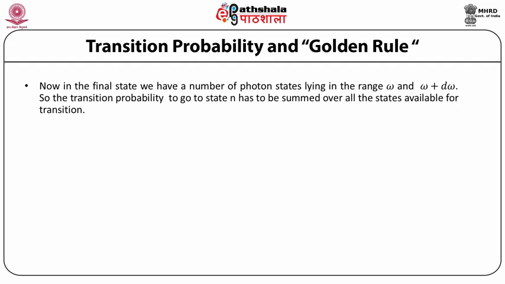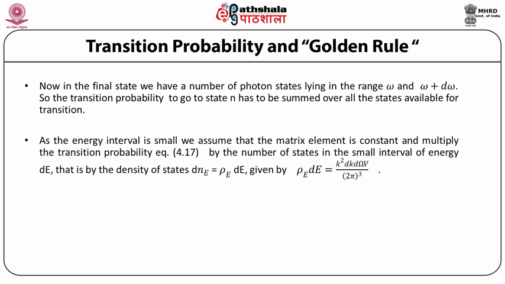In this equation, equation 4.17, we have a number of photon states lying in the range omega and omega plus d omega. So it has been integrated over the states in this region. The transition probability to go to state n has to be summed over all the states available for transition. As the energy interval is small, we assume that the matrix element is constant and multiply the transition probability, equation 4.17, by the number of states in the small energy interval dE. That is the density of states.